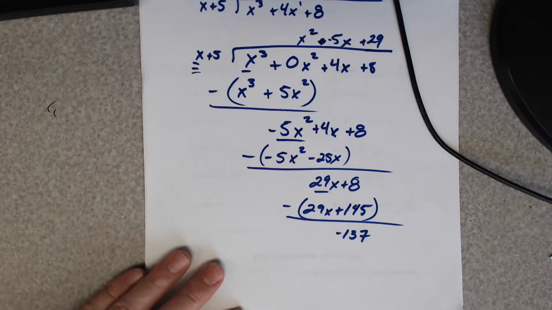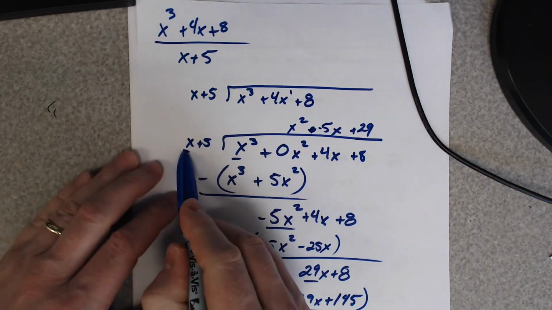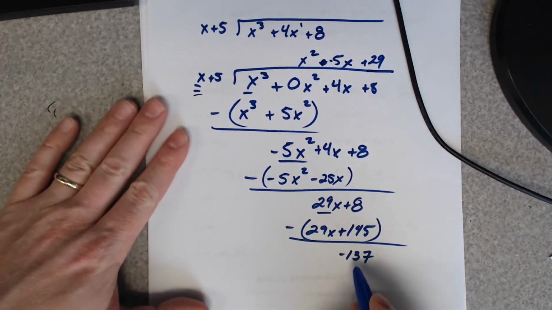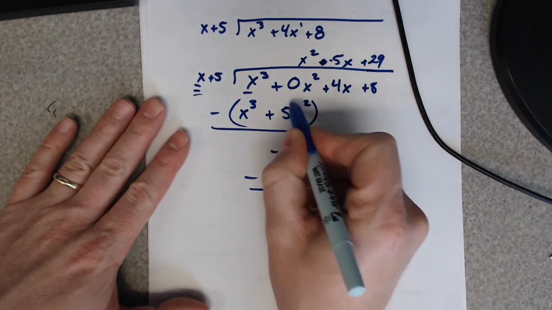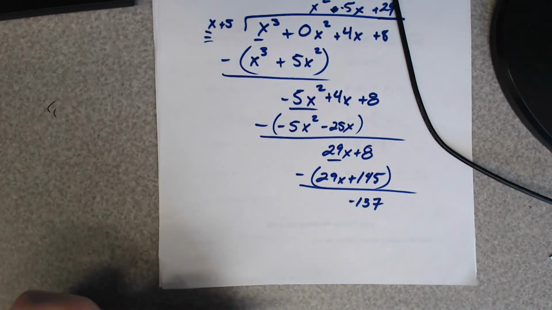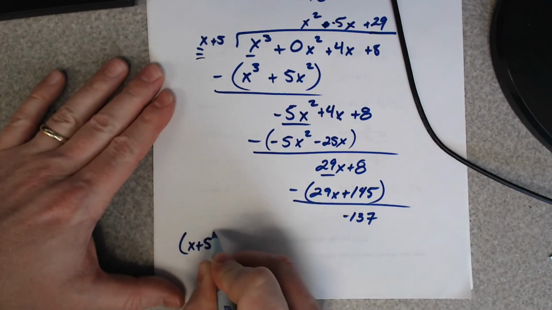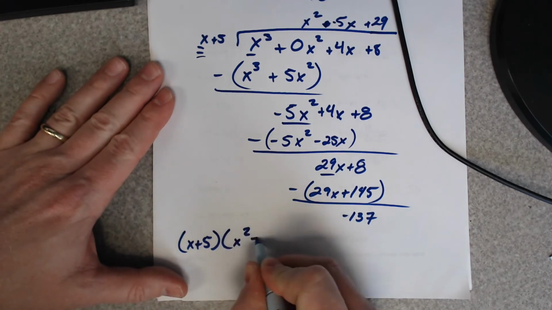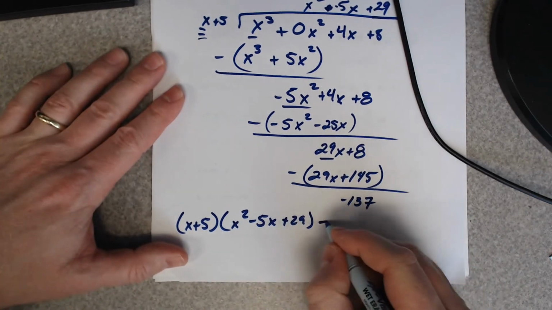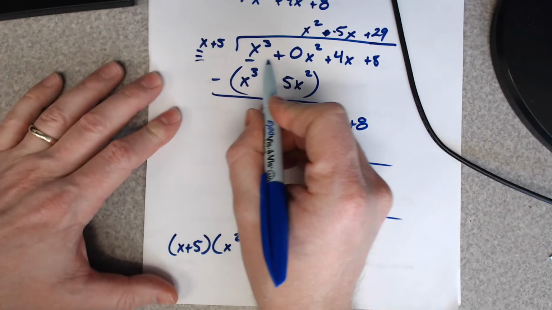So recall that the idea is that x plus 5 times this right here plus the remainder will equal this right here. So let's try that just to check. You don't have to do this every time you get an answer, but I'm just double checking my work. That should equal what I have underneath here.